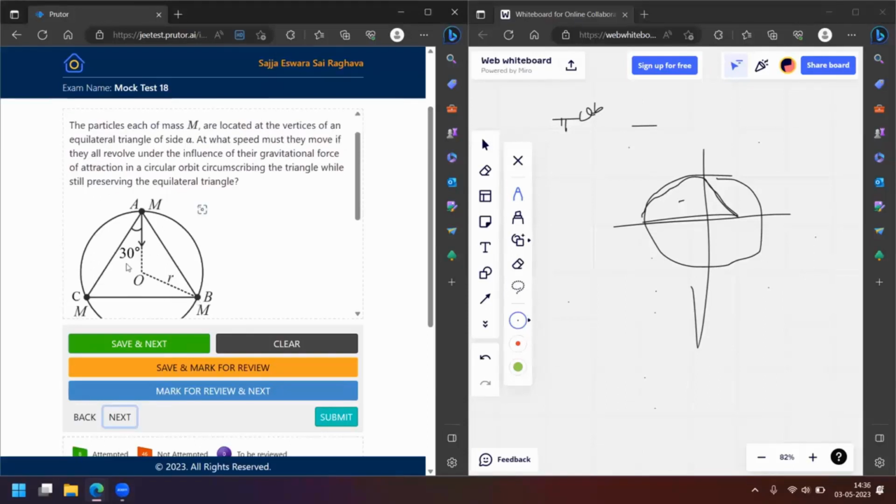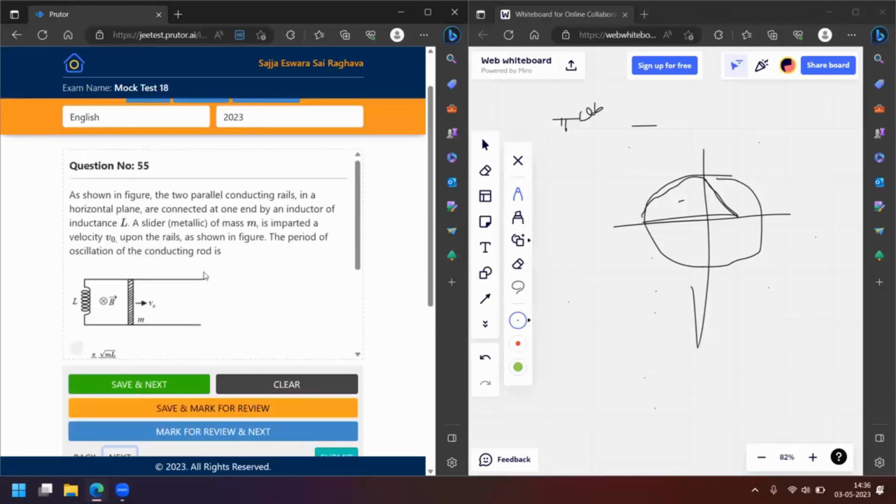Okay, this is also the same. We have to equate the gravitational forces due to the two other particles with the centripetal force, and we have to find the velocity.